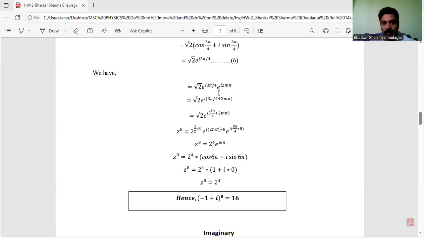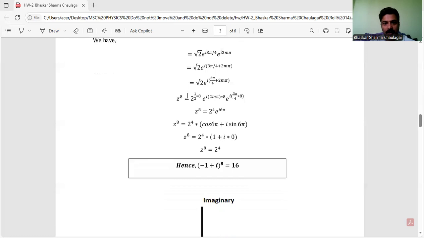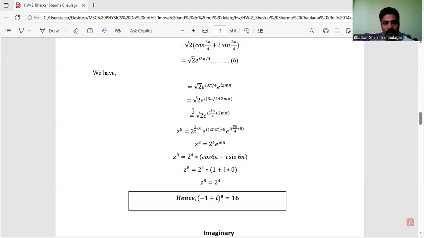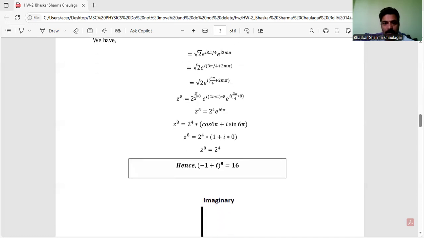As we know, the value of e to the power i 2 m pi is equal to 1. So we have multiplied this term with our given complex number. So after some calculation, as we know, the power that is present here is 8. So we have written the power of z as to the power of 8, and for all the other terms we have extended the power as 8.